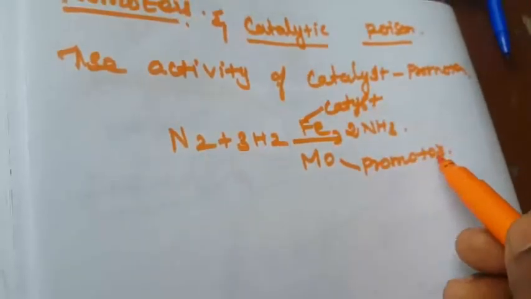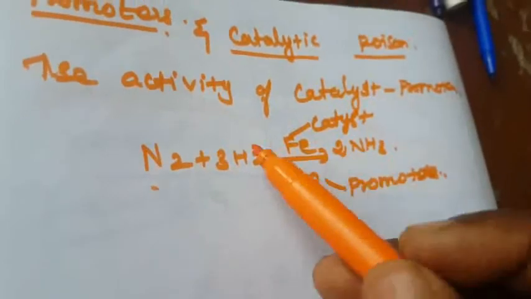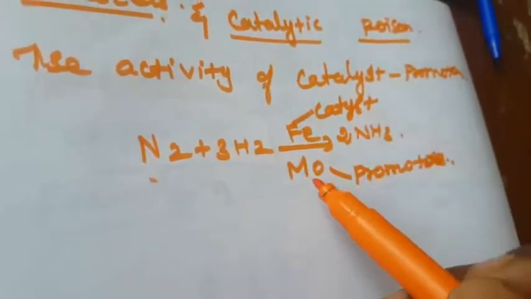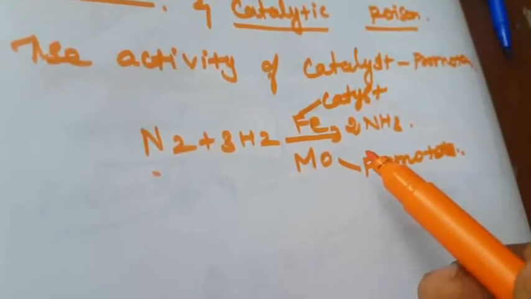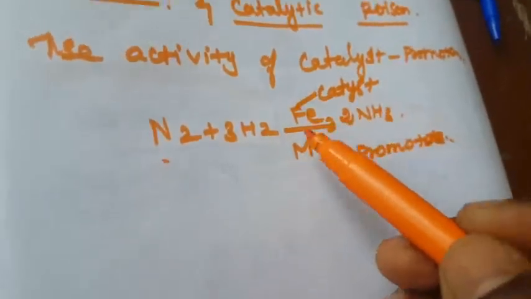So what is meant by promoters? What is meant by catalytic poison? So this is the Haber's process with nitrogen. This is the catalyst, and we are adding the molybdenum. Again this increases the activity of the formation of ammonia, and this is called promoters.